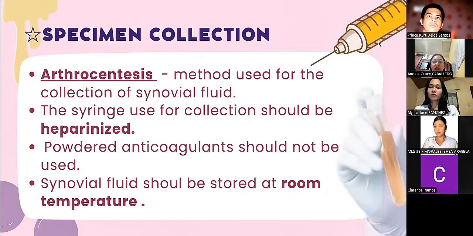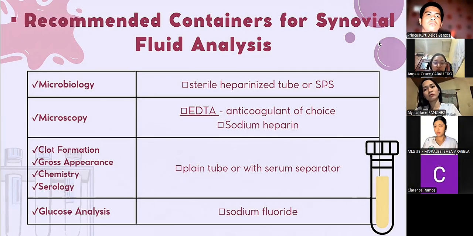In specimen collection, the method used for the collection of synovial fluid is arthrocentesis. The syringe used for collection should be heparinized. Powdered anticoagulants should not be used, and synovial fluid should be stored at room temperature. Now let's move on to the recommended containers for synovial fluid analysis.